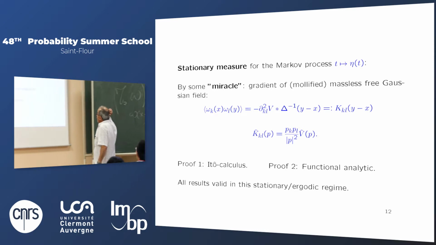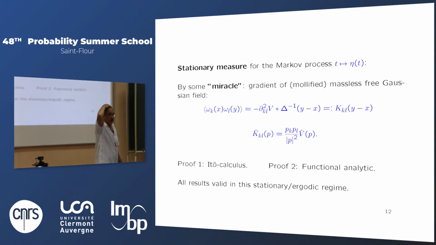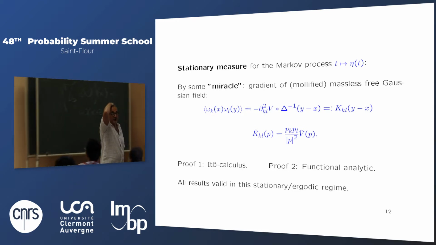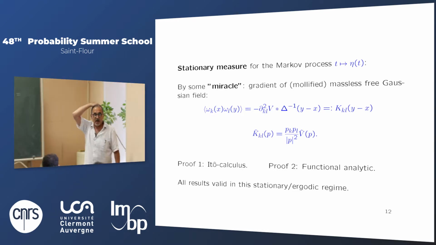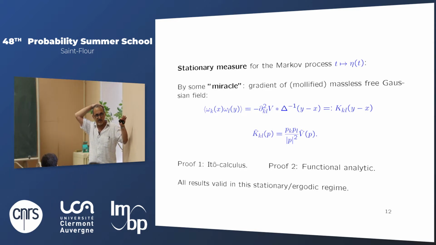Good. The next step, and this is sort of a miracle, is finding a stationary distribution of this process, I mean of the environment process as seen from the random walker. This is an element of an infinite dimensional space. So finding a stationary measure for it means identifying a probability measure on this infinite dimensional function space which is invariant, right?